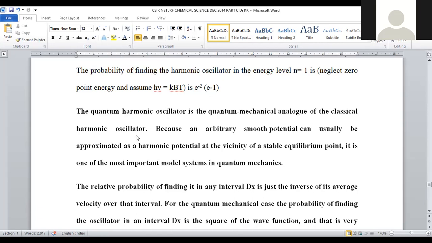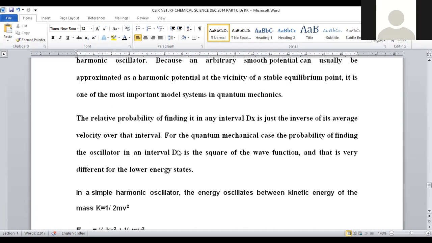So initially classical mechanics will be there. When we apply quantum mechanics to that one, it will be regarded as a quantum harmonic oscillator, because an arbitrary smooth potential can usually be approximated as a harmonic potential. So a harmonic potential can be employed for this kind of harmonic oscillator, and it is one of the most important model systems in quantum mechanics. So in quantum mechanics, we are going to apply these quantum harmonic oscillators.